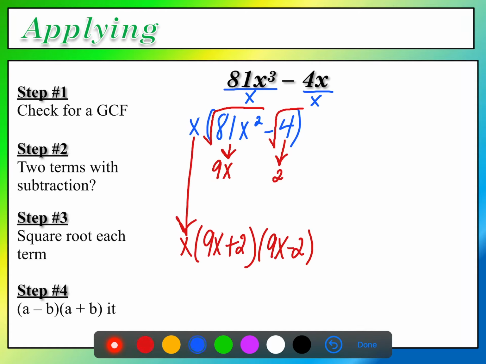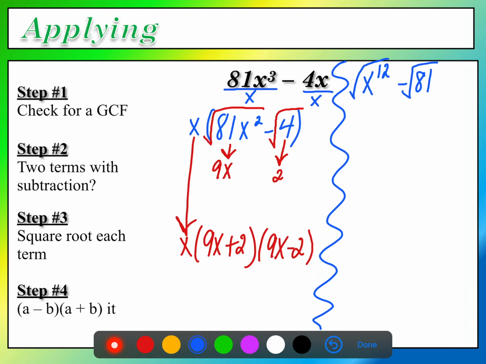One last example that I want to do for you, just over to the side here. I want x to the 12 minus 81. This is all a perfect square: even exponents and a perfect square number. So I get x to the 6th and 9. So (x to the 6th plus 9)(x to the 6th minus 9).